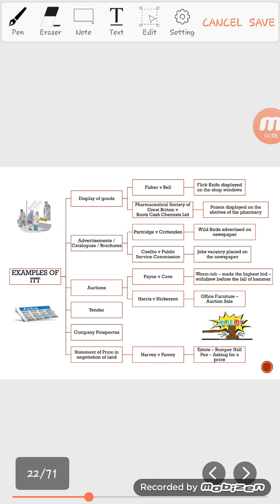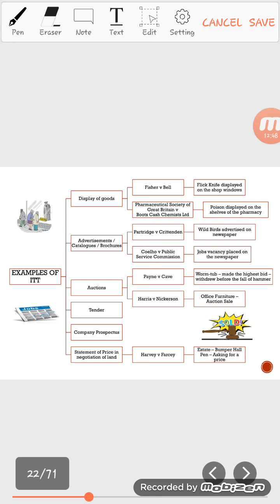And what happened? At first, Farsi gave the price of Bumper Hall Pen, and after that, Harvey replied that he agreed with the price. And then we need to consider whether there was a contract or not. So the court held that there was no contract.